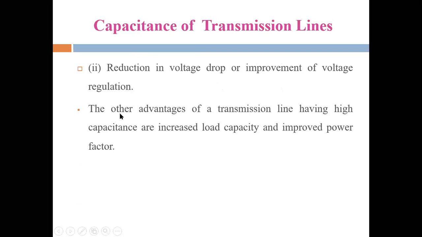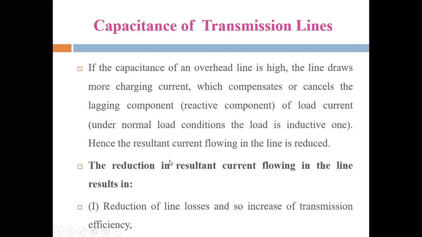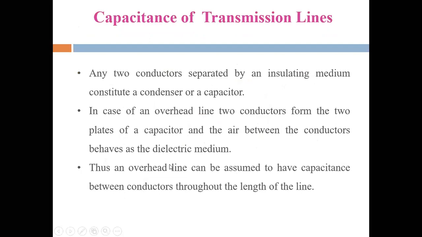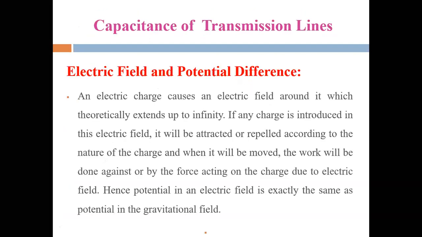By using this method, the other advantages of a transmission line with high capacitance are increased load capacity and improved power factor. By using high capacitance, we also improve the load power factor. That is the main advantage of this charging current.